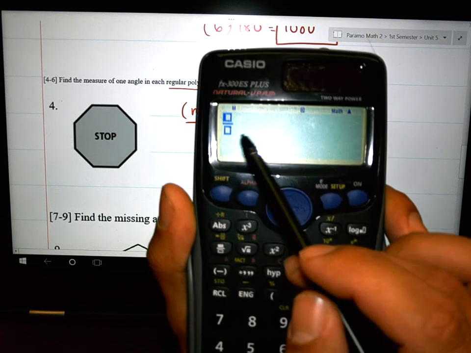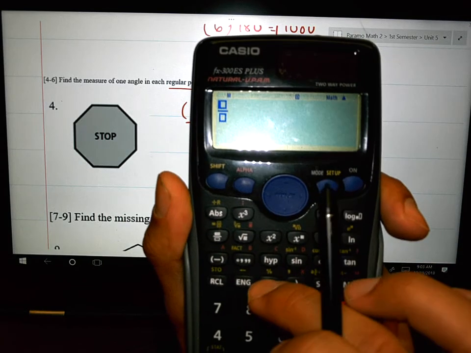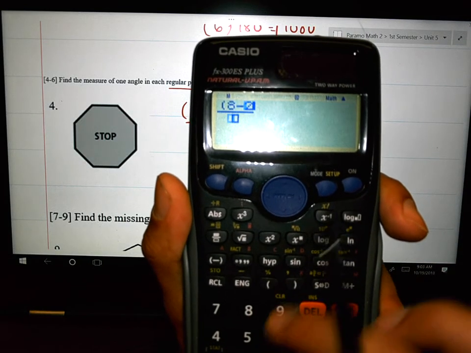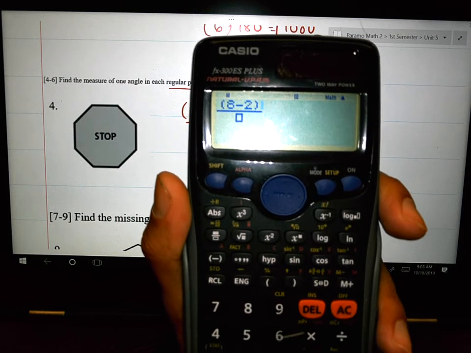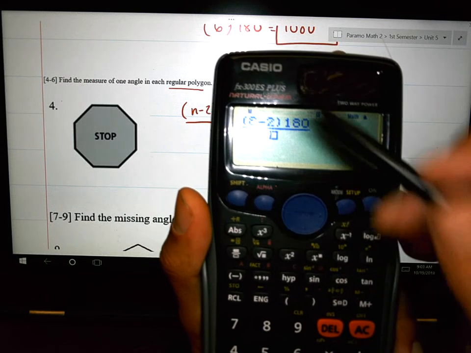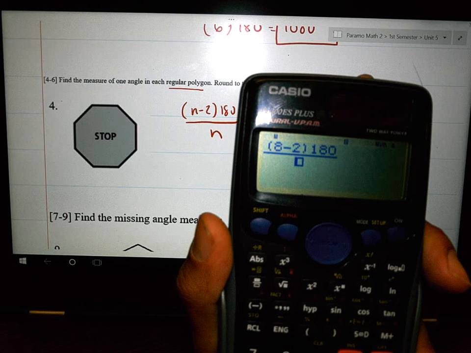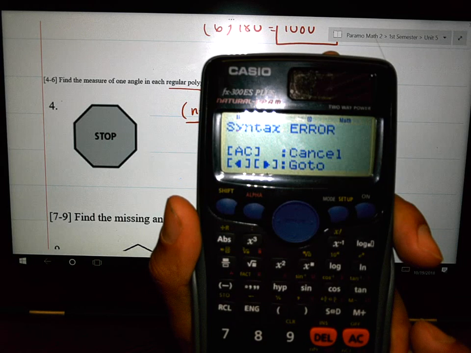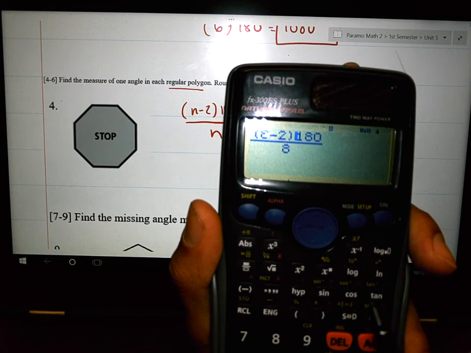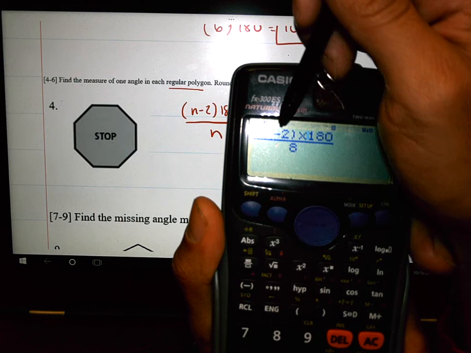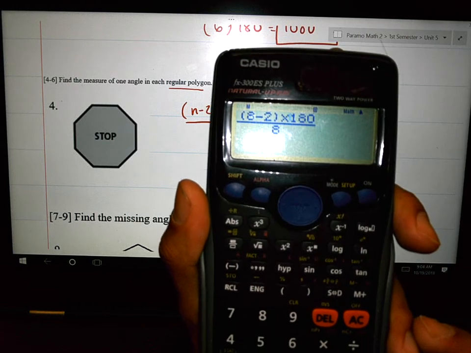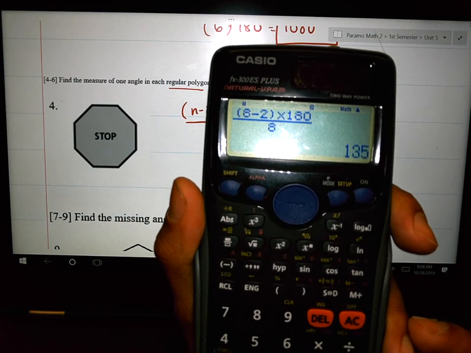And then that brings up the fraction, and you can actually use parentheses and do 8 minus 2. It's going to do that first. And then you can put the 180 next to it. It knows to multiply it, I think. Let's see. No, it doesn't know to multiply it. And it goes, what do you want me to do with it? 8 minus 2 times 180. And then press equals.